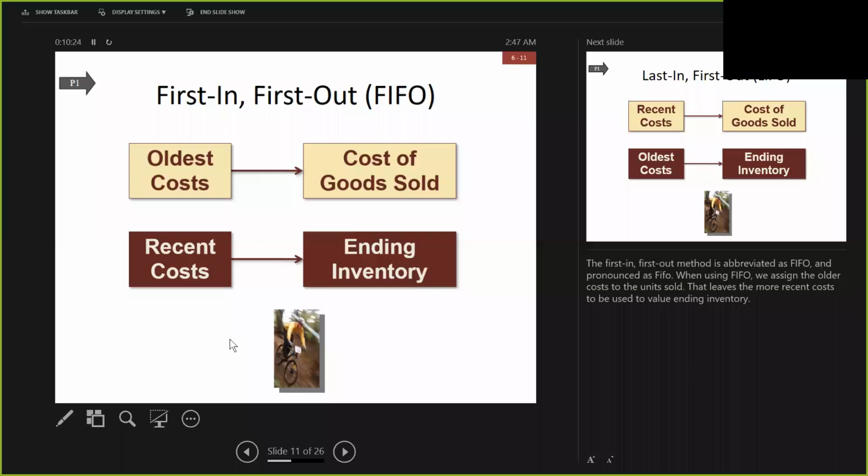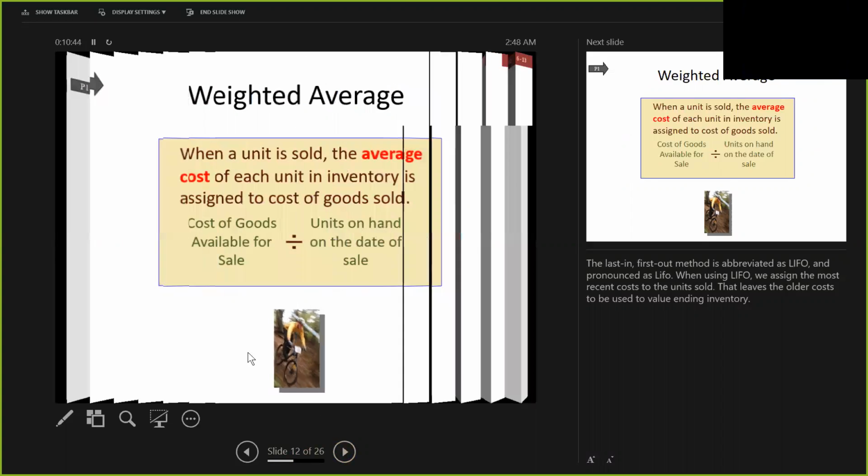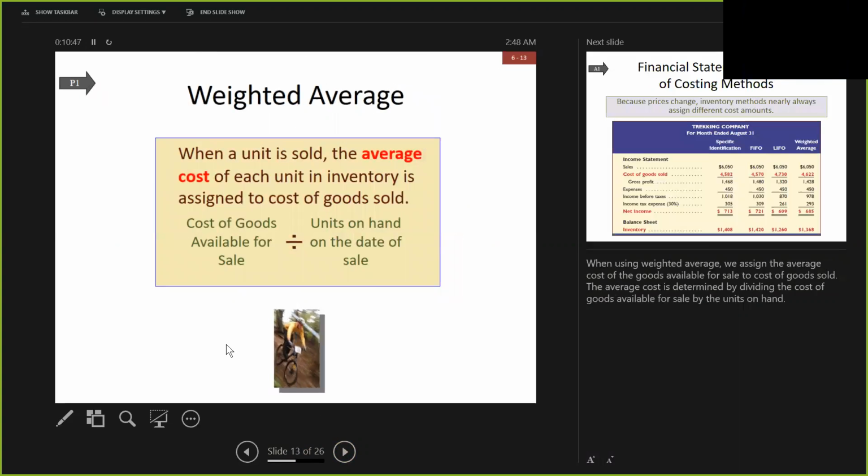So here's FIFO, the first in, first out. Get rid of the oldest, and then adjust ending inventory. Last in, first out, take the most recent cost to cost of goods sold, and the oldest cost to ending inventory. Weighted average, we just take this formula: cost of goods available for sale, divided by the units on hand on the date of the sale.